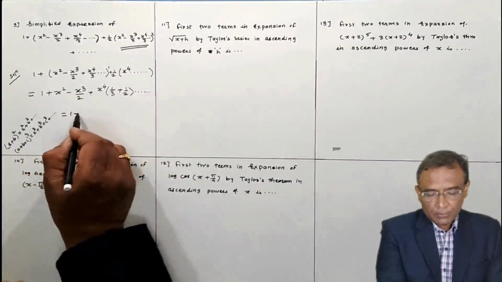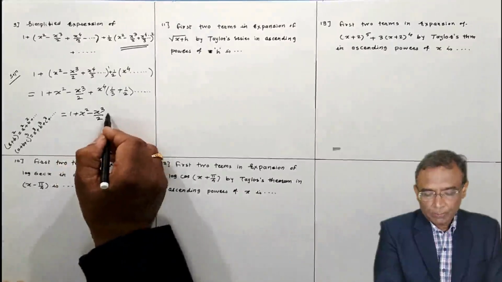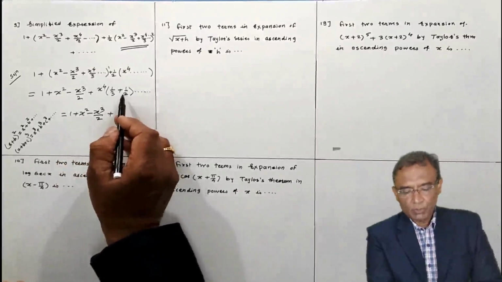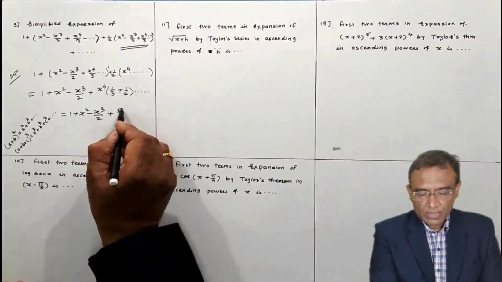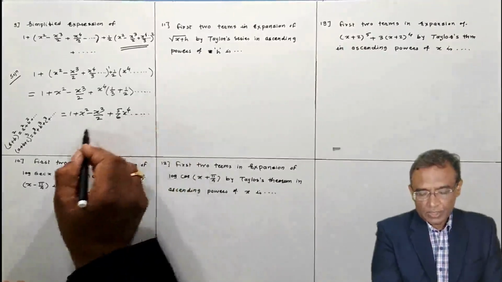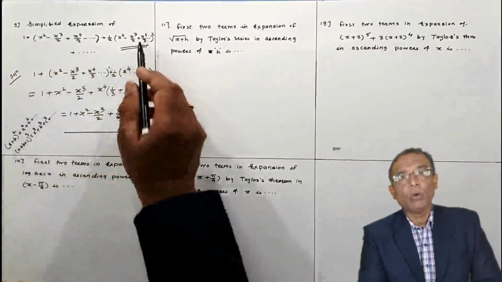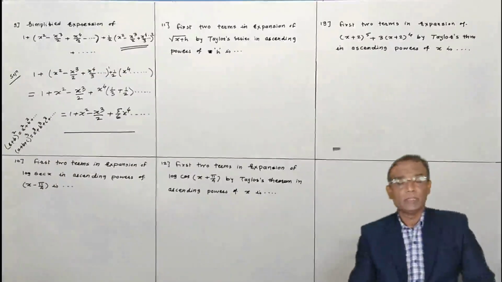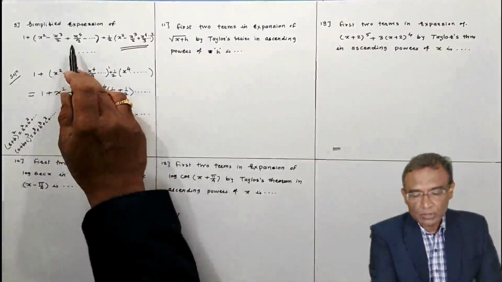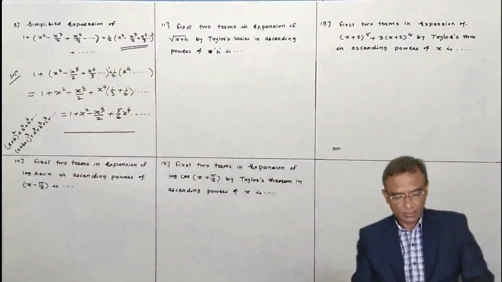Therefore, 1 plus x square minus x cube by 2 plus 1 by 3 plus 1 by 2 is what? 5 by 6. If you take LCM as 6, you will get this. Okay, this is the simplified expression of this infinite series, and in each bracket, an infinite series is again there.